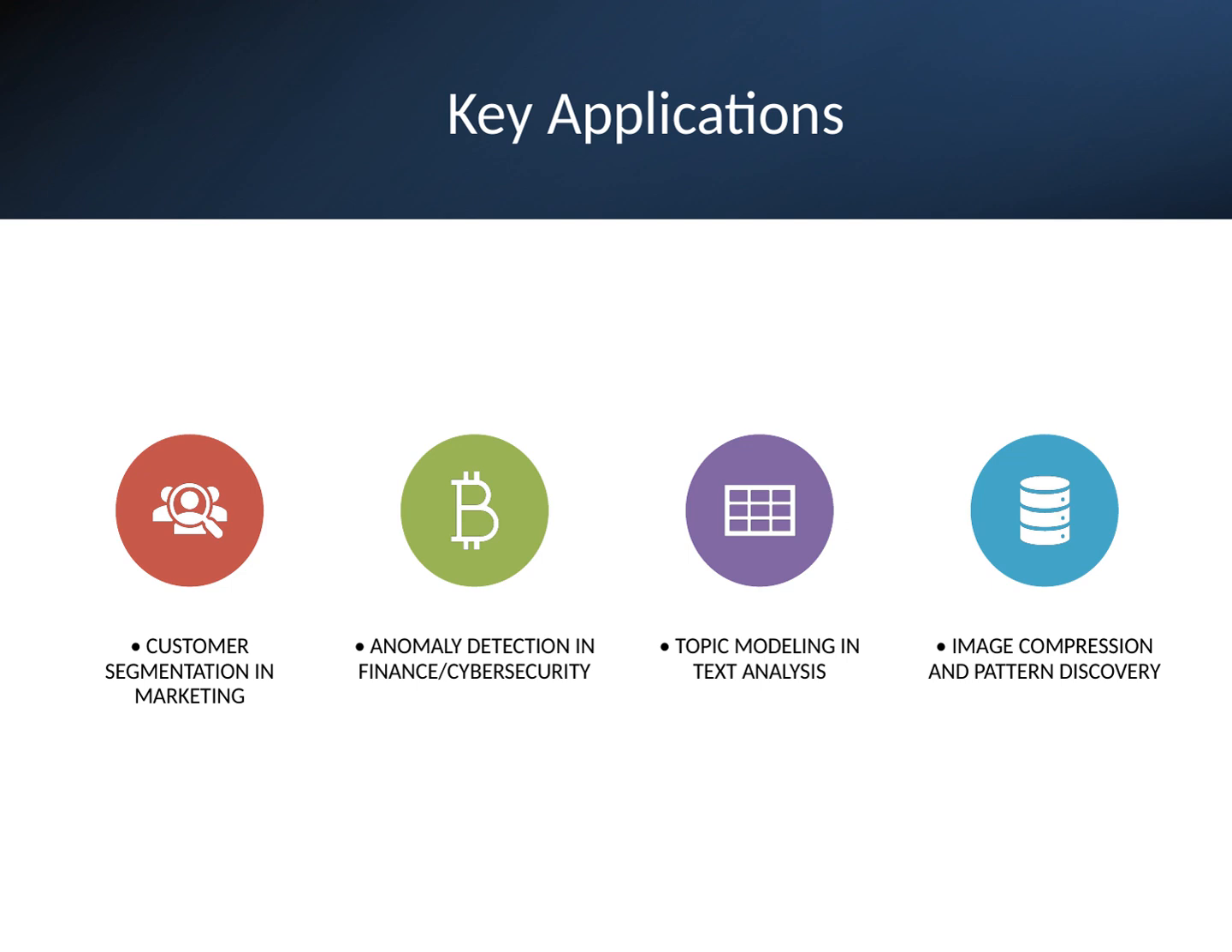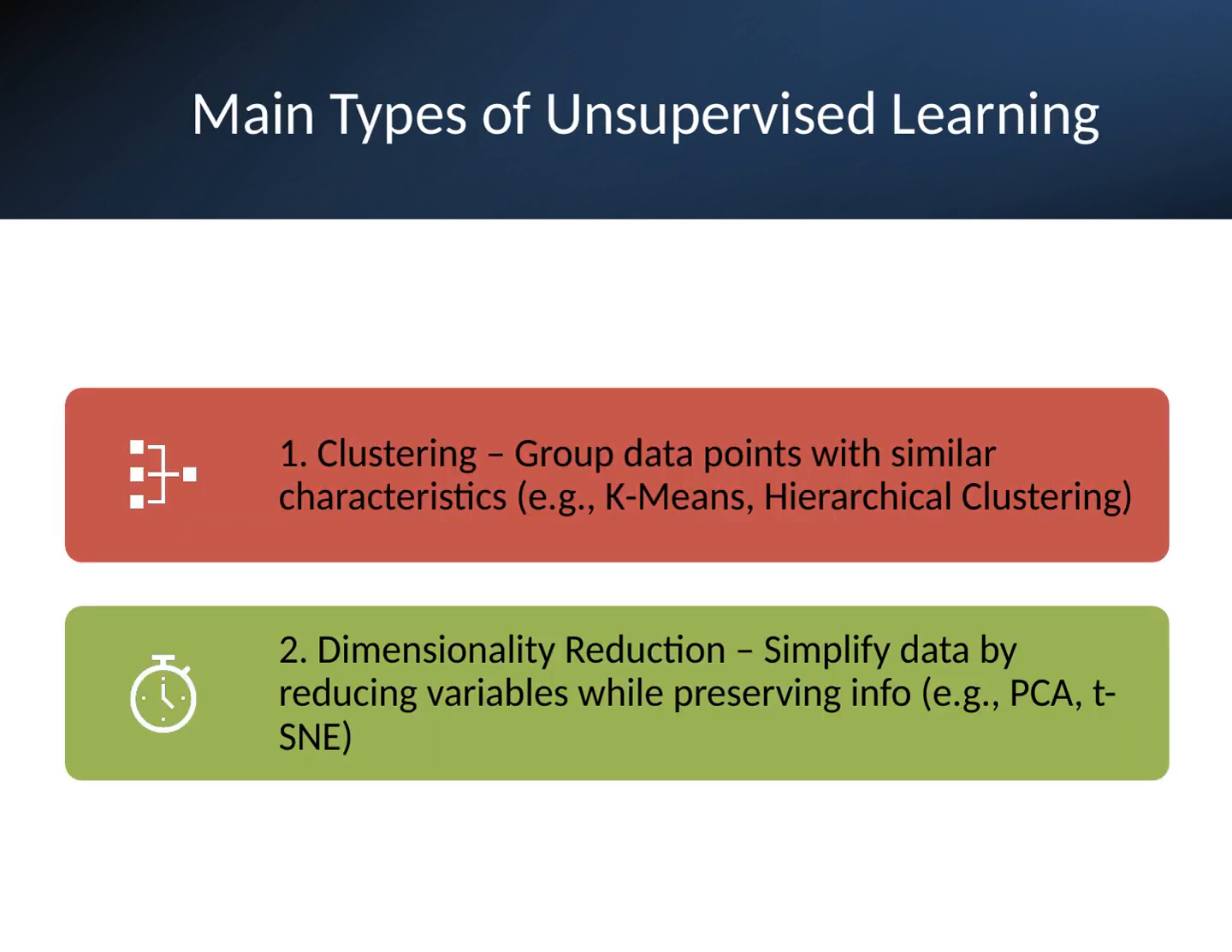These methods power 4 practical tasks: grouping customers by behavior to target marketing, spotting unusual activity in finance and cybersecurity, extracting common topics from large text collections, and compressing images while uncovering repeating patterns for analysis and storage. Unsupervised learning finds structure without labels.